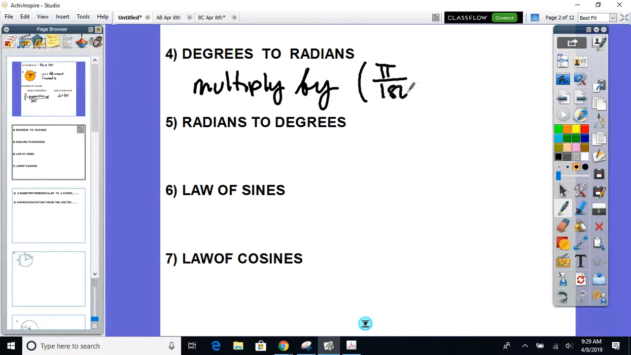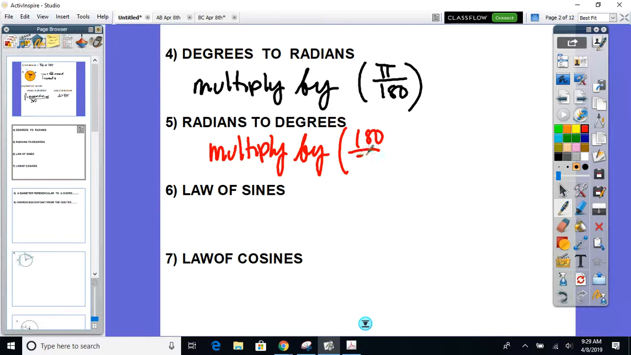If it's in degrees, then you got to go to radians, and I won't ask anybody for the next one because you simply flip it, multiply by 180 over pi. All right, both will be on there tomorrow. I will give you a formula sheet.